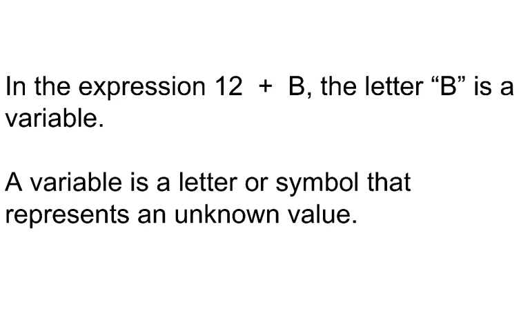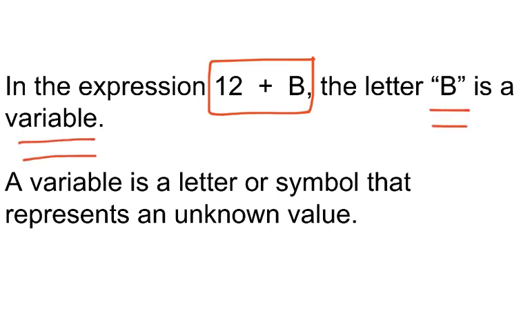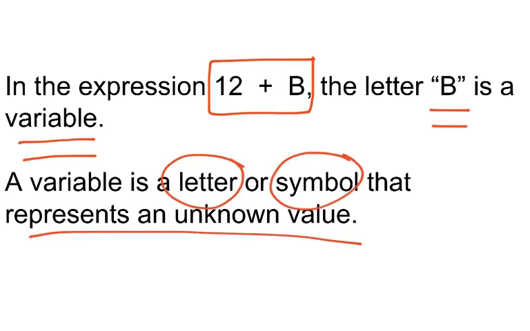So in the expression 12 plus b, the letter b is a variable. A variable is a letter or symbol that represents an unknown value. So if I don't know a value, I can represent it with a letter, and then that will be my expression.